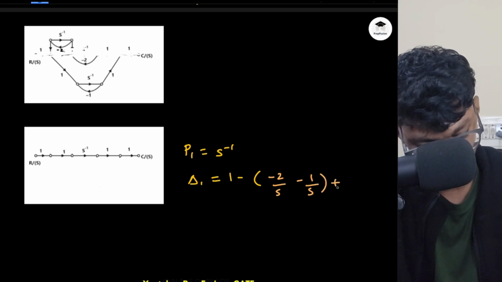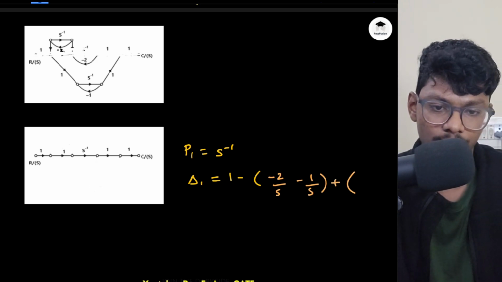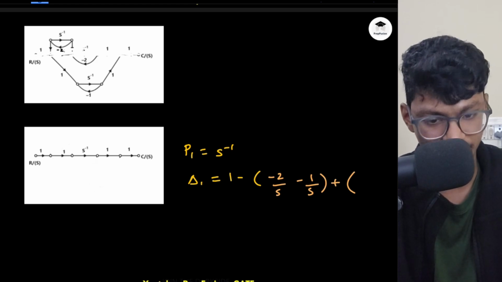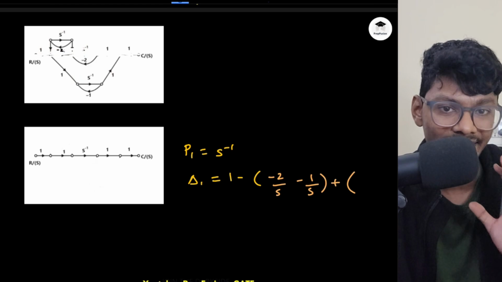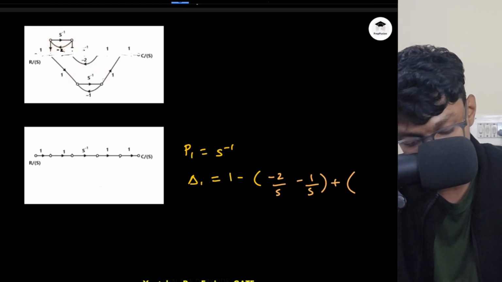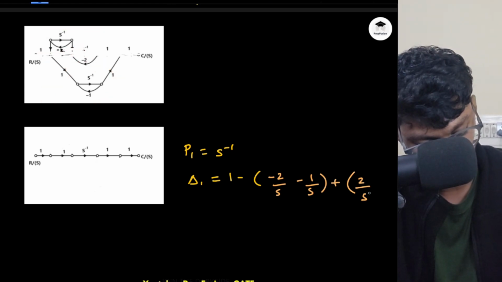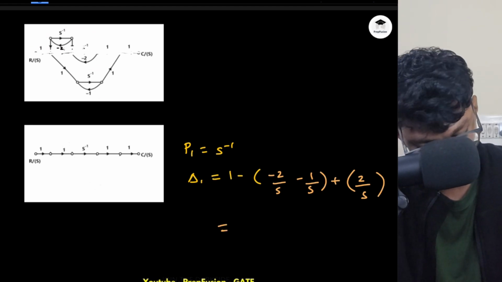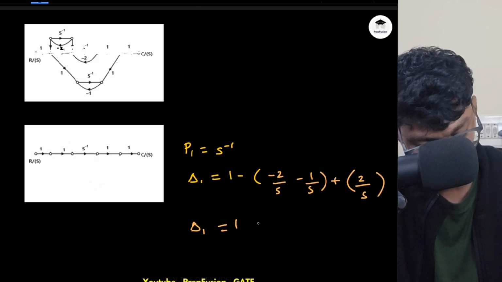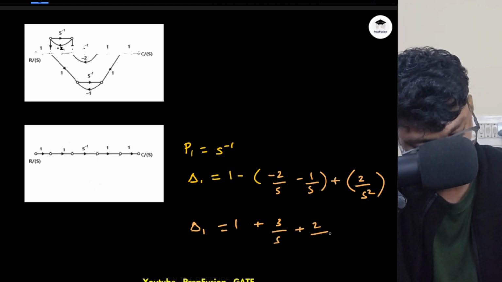Then plus the multiplication of the loop gains. Multiplication of loop gains is minus 1 by S into, like, multiplication of isolated loops. These two loops are totally isolated, so this will be minus 1 by S into minus 2 by S. So ultimately it will come out to be plus 2 by S square. So my delta 1 comes out to be 1 plus 3 by S plus 2 by S square.